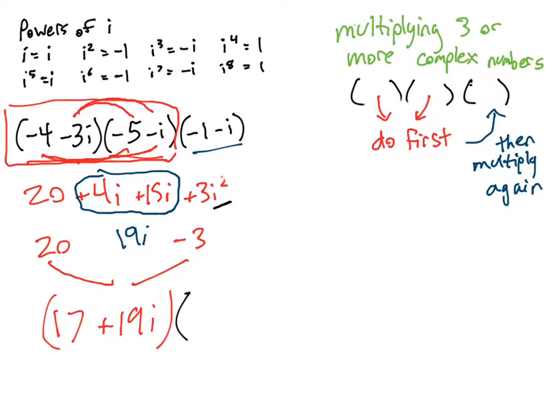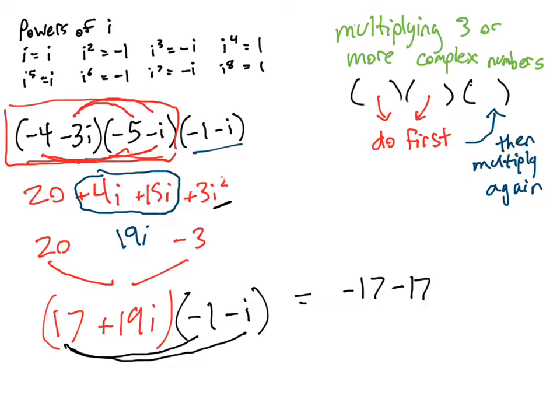Now it remains to multiply this all times -1 minus i. So we've got to do 17 times -1 is -17. 17 times -i is -17i. 19i times -1 is -19i. And 19i times -i gives us -19i squared.